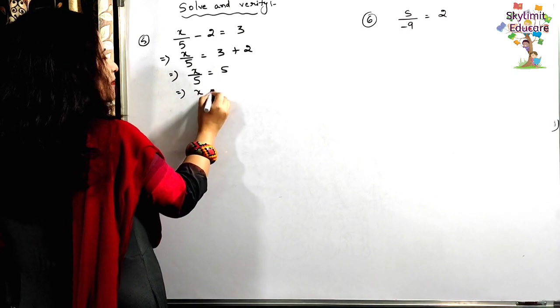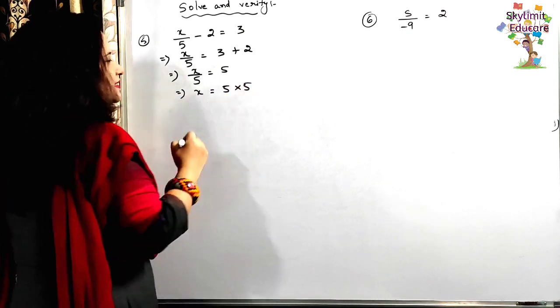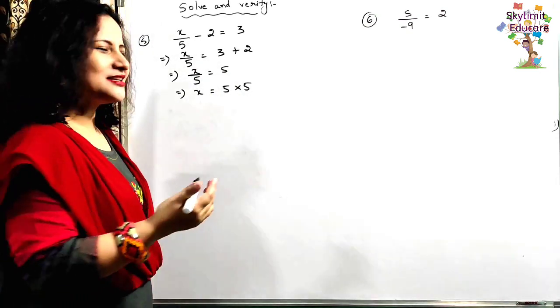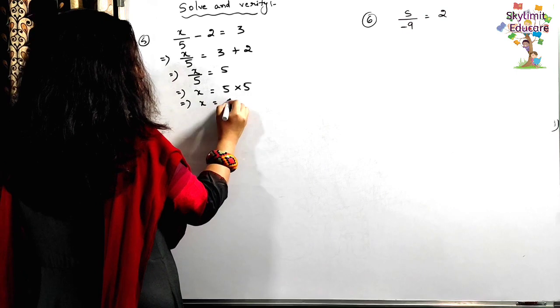Now 5 is divided by x. So 5 goes to the right hand side. It will be multiplied by whatever is there on the right hand side. Right. Now we have got x is equal to 25.